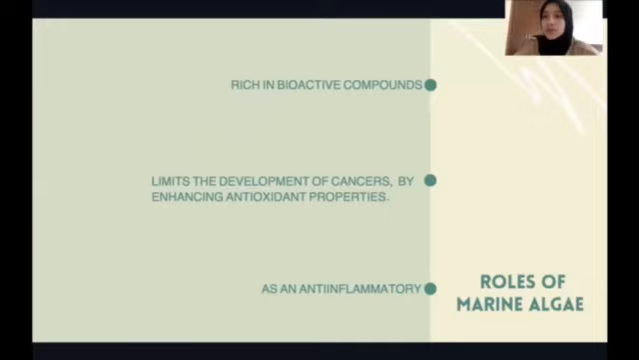So now we will be talking about the roles and the benefits of marine algae. So marine algae, they are rich in bioactive compounds. They are considered as a potential source of bioactive substances such as proteins, lipids, and polyphenols, possessing potent antibacterial, anti-cancer, antioxidant, antifungal, and antiviral properties. Marine algae can also limit the development of cancers by enhancing antioxidant properties. So, antioxidants play a prominent role in later stages of cancer development.